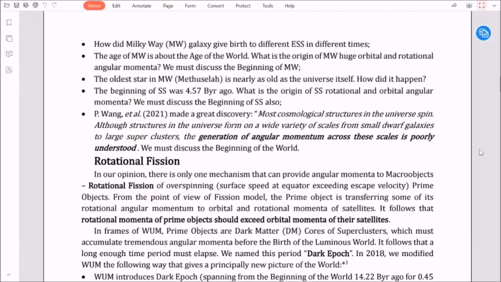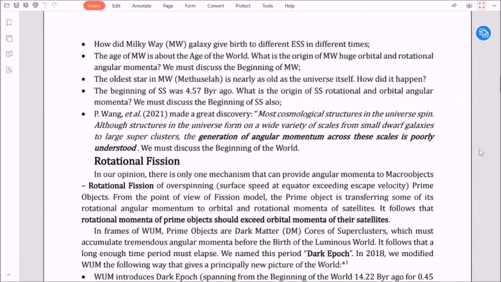Rotational fission. In our opinion, there is only one mechanism that can provide angular momentum to macro objects: rotational fission of always spinning prime objects whose surface speed at the equator exceeds the escape velocity. From the point of view of the fission model, the prime object is transferring some of its rotational angular momentum to orbital and rotational momenta of satellites. It follows that rotational momenta of prime objects should exceed orbital momenta of their satellites.